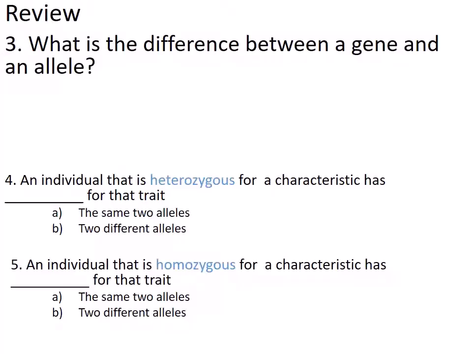Number 4, an individual that is heterozygous for a characteristic has what for that trait? Do they have the same 2 alleles or 2 different alleles? Hetero is different, so B, 2 different alleles. If an individual is homozygous for a characteristic, that means they have the same 2 alleles for that trait, because again, homo is same. So hetero, different, 2 different alleles; homo, same, 2 of the same alleles.